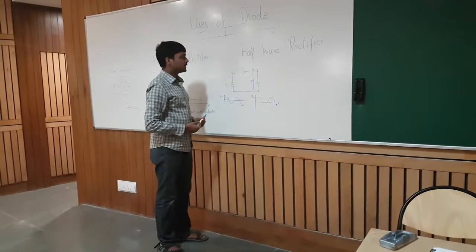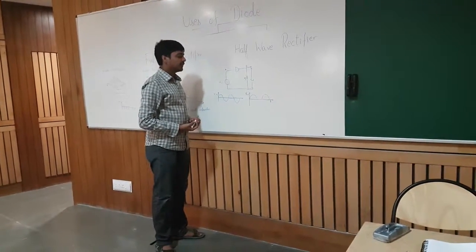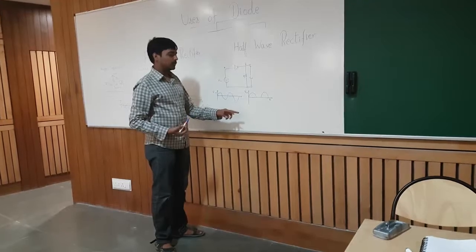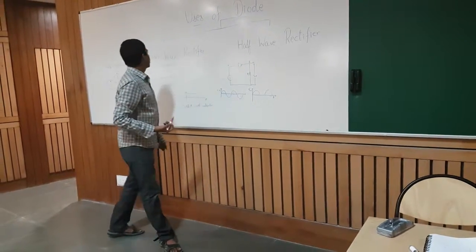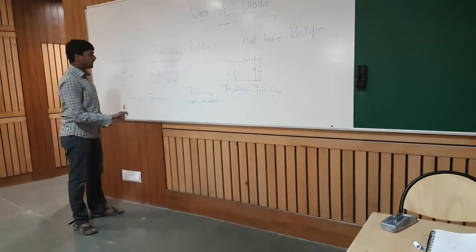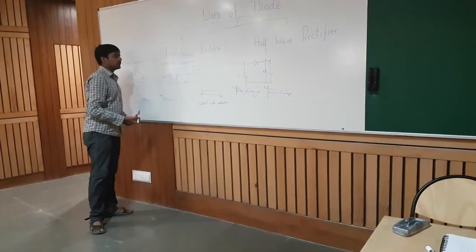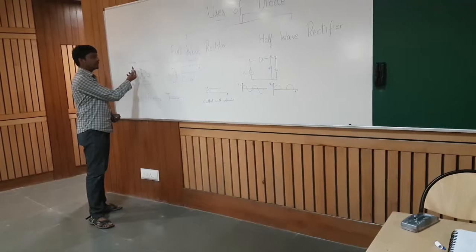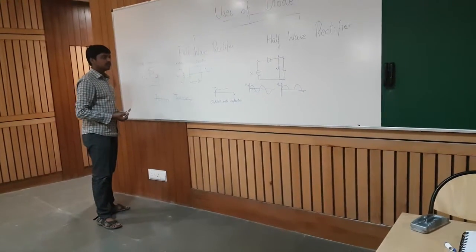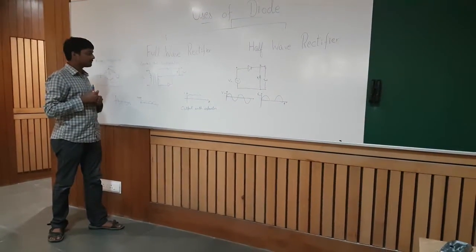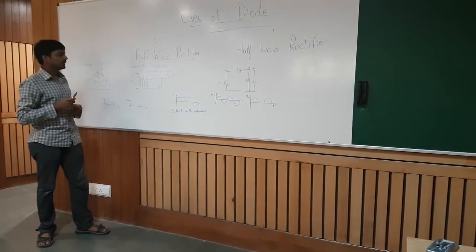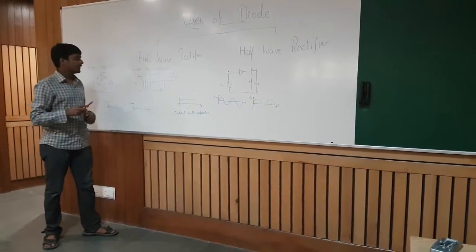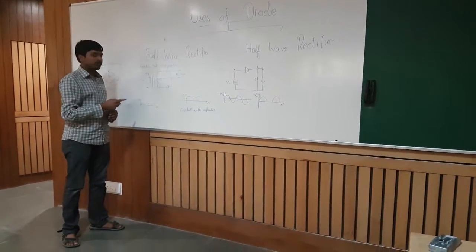One problem of this half wave rectifier is that we get a discontinuous output. Instead, in a full wave rectifier, we get a continuous output like this. This can be achieved by two types of configuration. One is a bridge configuration and the second one is a center tap configuration.